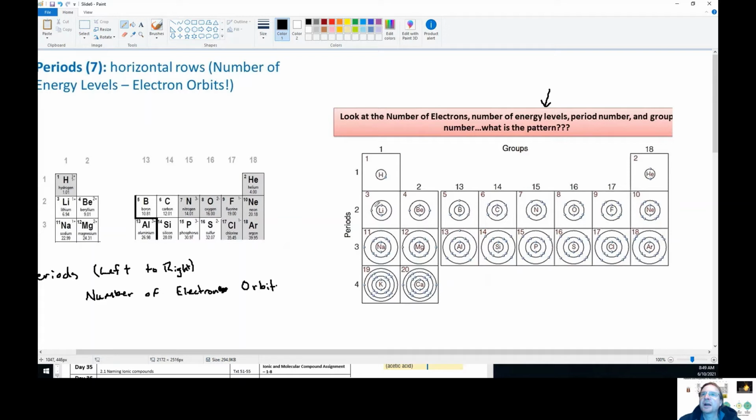Period 2 has, look at each of these. You'll see it. Look all the way across. Two orbits, right? Period 3, 1, 2, 3 orbits for sodium. 1, 2, 3 orbits, that's magnesium. 1, 2, 3 orbits, that's aluminum. Silicon's got 3. They're all in period 3. They've got 3 orbits. Period 4, make sure it's got 4. 1, 2, 3, 4, you betcha. That tells you the number of orbits.